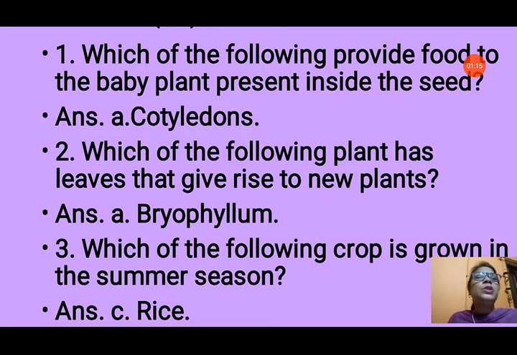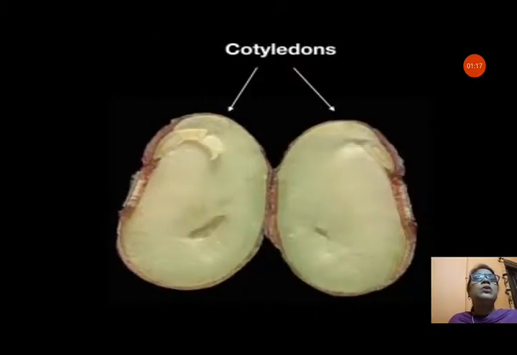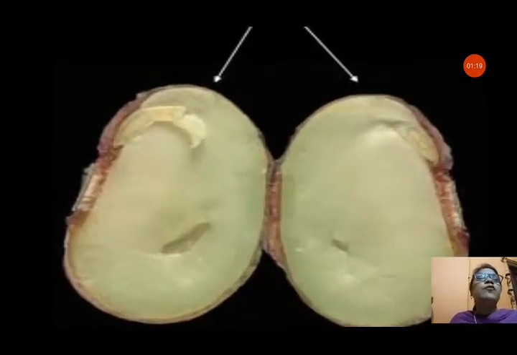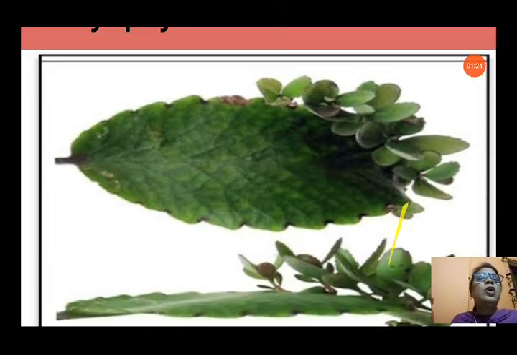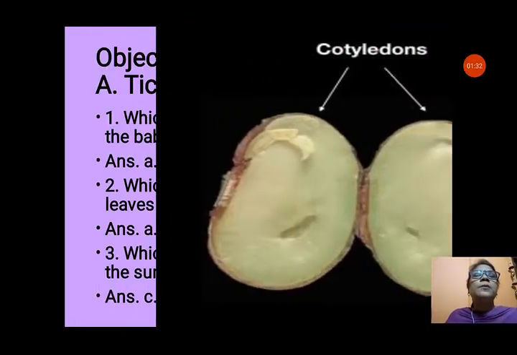You can see the picture also here. The seed cotyledons you can see, that is the food for the baby plant, and here you can see the Bryophyllum leaf with buds. These buds develop into a new plant when they fall into the soil and get suitable conditions. Let us see the next question.